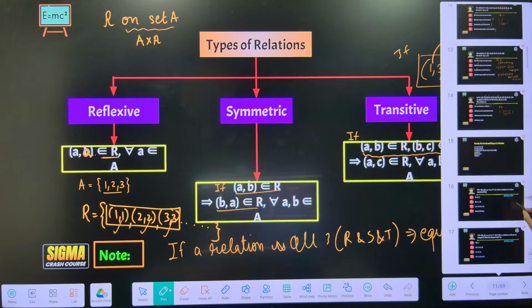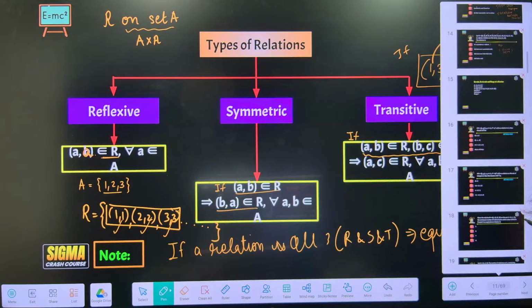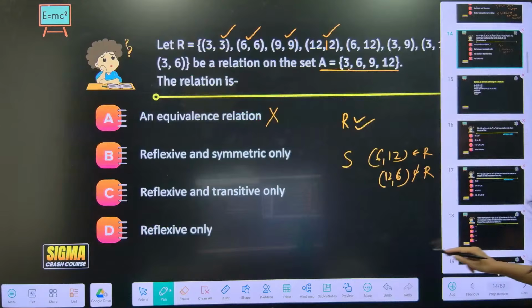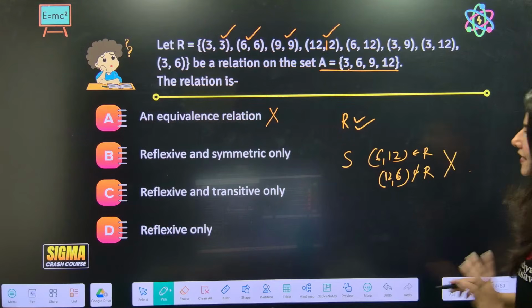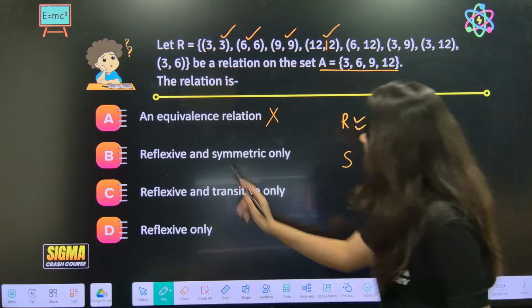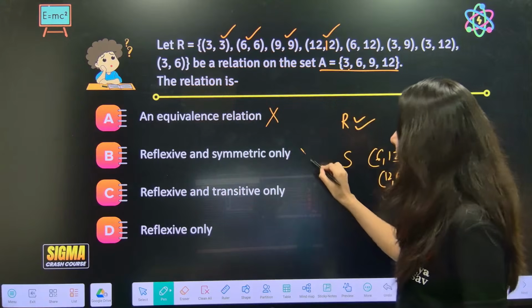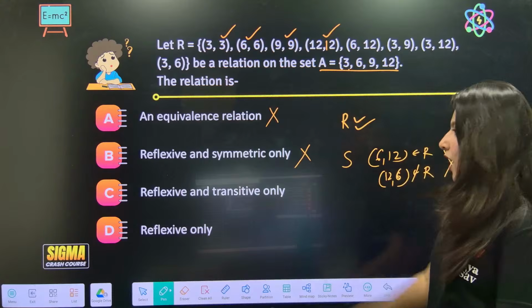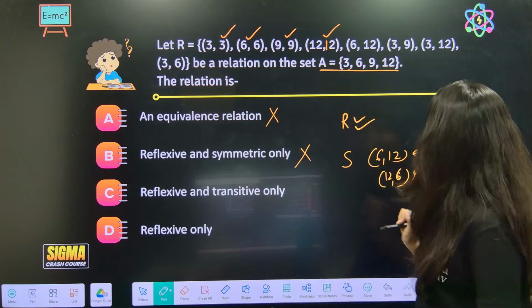Equivalence relation. Okay. So over here, symmetricity is not there, so equivalence I have cancelled. Reflexive and symmetric only, again this is wrong. Now option C or D. So now we need to check for transitivity.